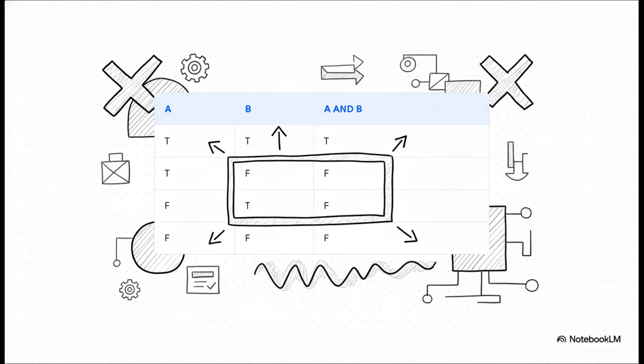Okay, now this is how we map it out formally. It's called a truth table, and it's super useful. Just look at it. The only, and I mean only, time you see a T for true in that final A and B column is on that very first line. Why? Because that's the only line where both A and B are true. If even one of them is false, boom, the whole thing is false.